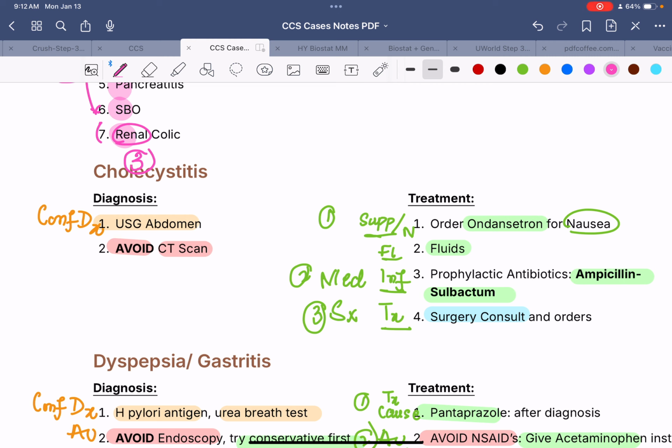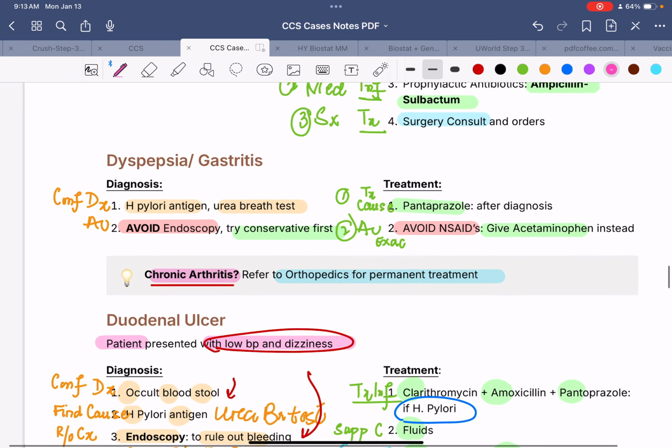So for the treatment, first of all, we're going to divide it into three parts. One is the general supportive treatment, since the patient might be vomiting or be nauseous. Therefore, we are going to order ondansetron for the nausea along with IV fluids. Next, we are going to do some medical management, and that is, since the gallbladder is infected, we are going to give prophylactic antibiotics such as ampicillin sulbactam. And next, we have the surgical consult in order to prepare for an interval cholecystectomy if the patient has gallstones, along with the pre-surgical orders.